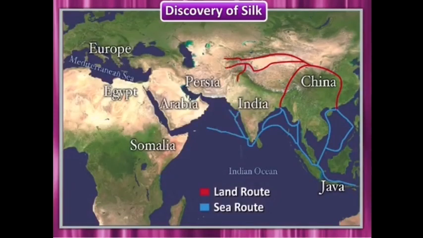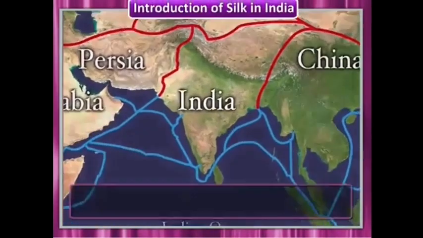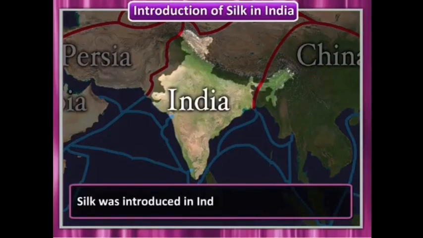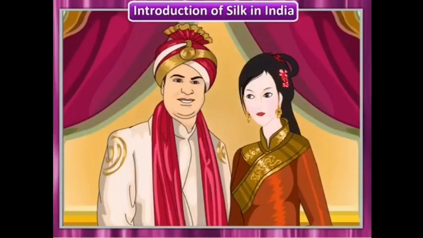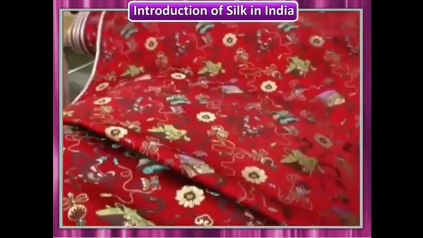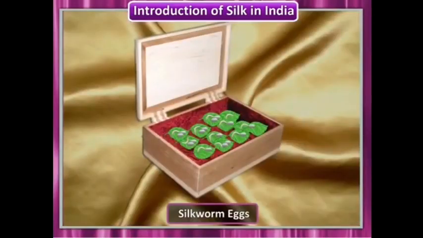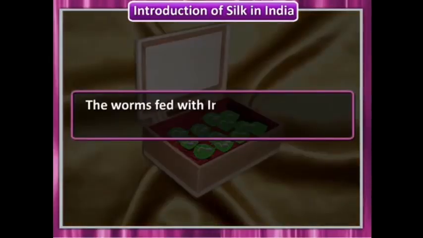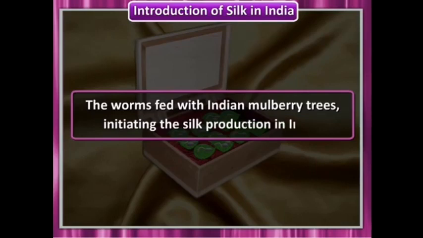Afterwards, traders and travelers introduced silk to various parts of the world. Silk was introduced in India about 1900 years ago. The story of its introduction is related to a Chinese princess who married an Indian prince. She was very fond of silk fabric and therefore she brought silkworm eggs to India in her headdress and fed them with the leaves of Indian mulberry trees, initiating the silk production in India.